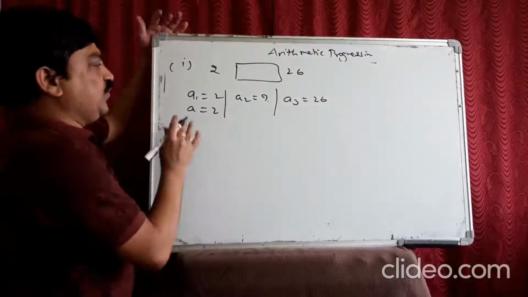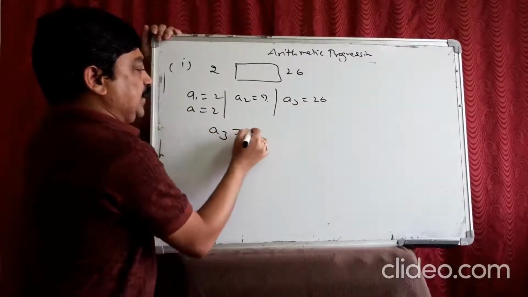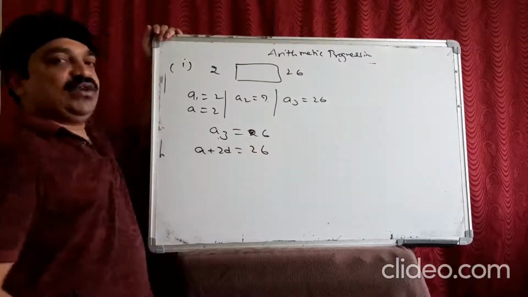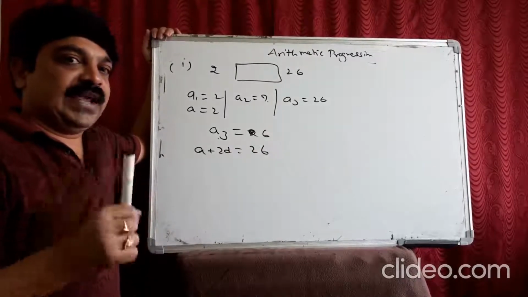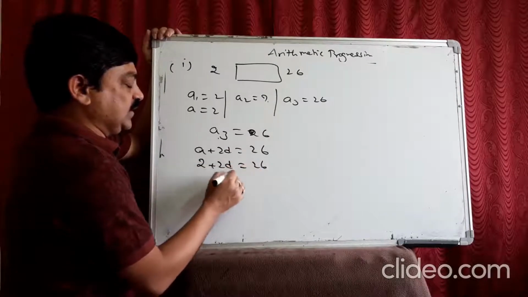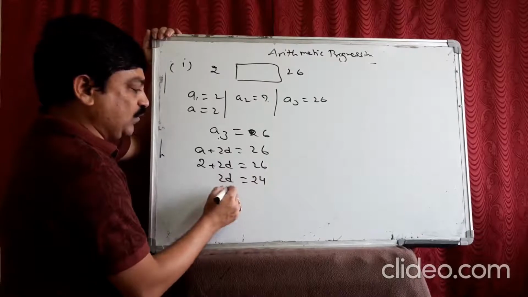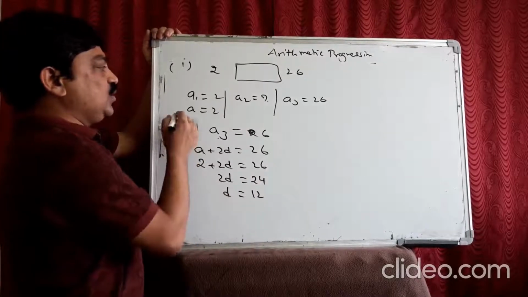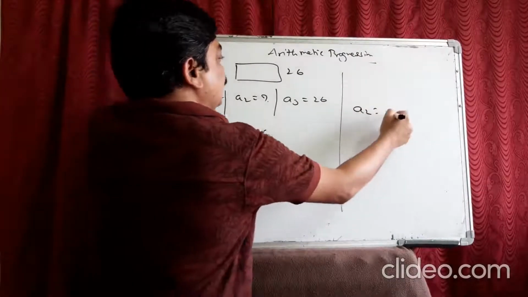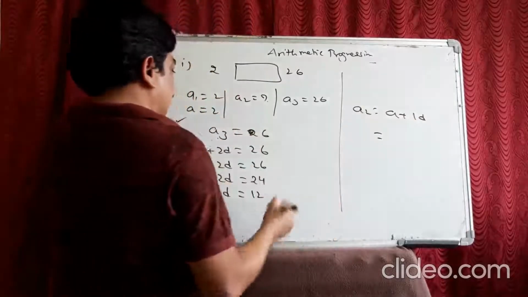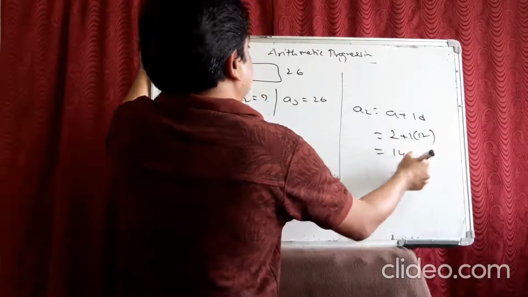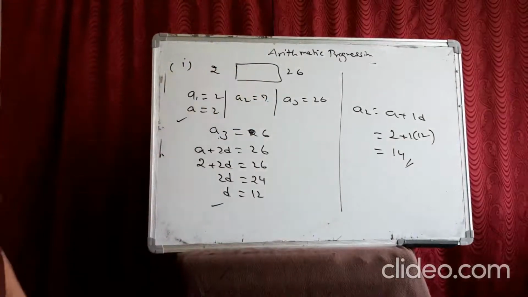I'll tell you. With the available things, take a3, 26. a3 formula is a plus 2d. See, your aim must always be to find the values of a and d. Okay. a is 2 plus 2d is 26. 2d is 26 minus 2, 24. d is 12. So you have the a value and you have the d value. Can you find out a2? What is a2? a plus 1d. So a is 2 plus 1 into 12, that is equal to 14. So the box value represents 14.